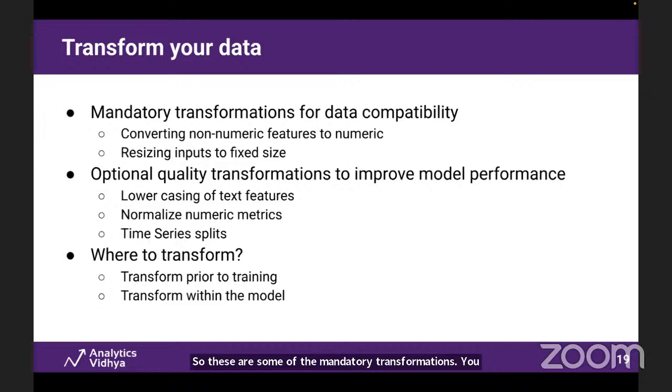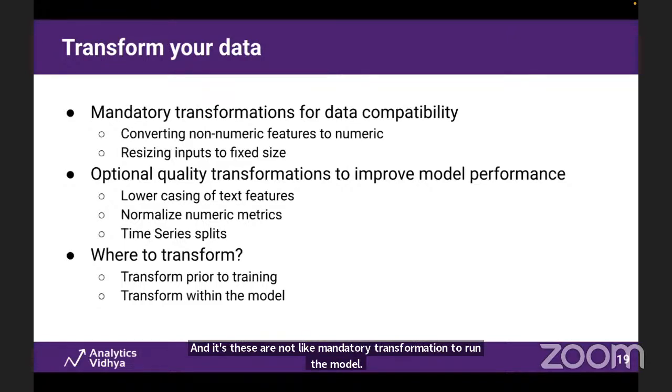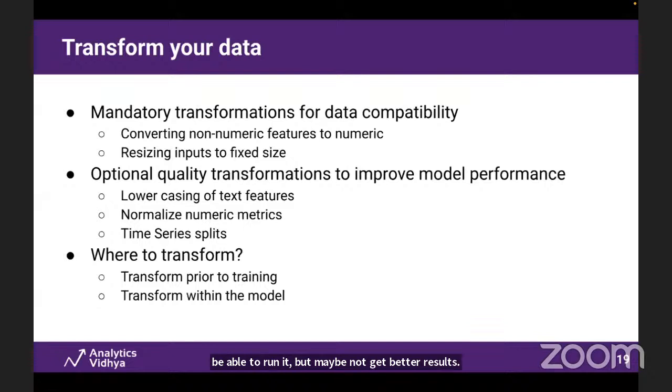There are some optional ones, like normalizing the numeric features so that your model performs better. We would call these optional ones quality transformations, because they are there to improve the model accuracy or quality so that it gives better results. They are not mandatory transformations to run the model. You'll be able to run it but maybe not get better results, but the mandatory ones you have to do so that you are able to run your model.